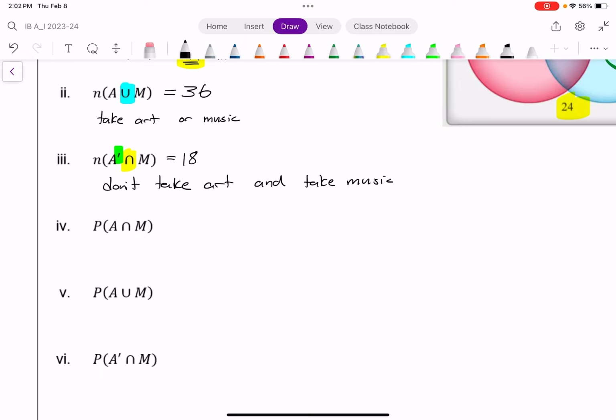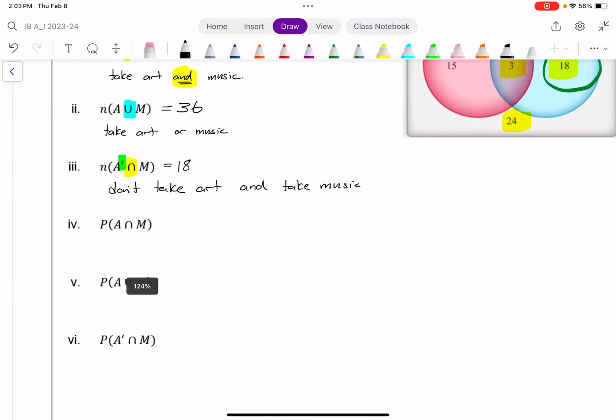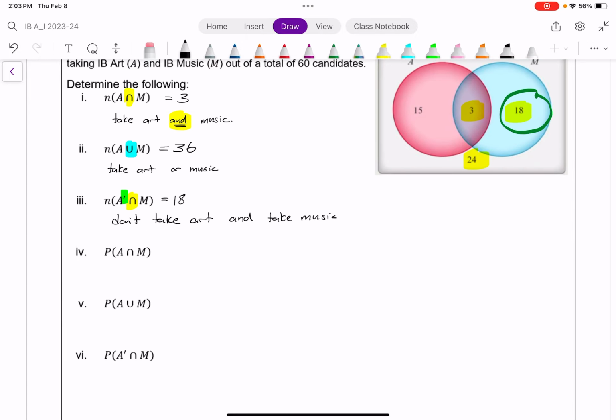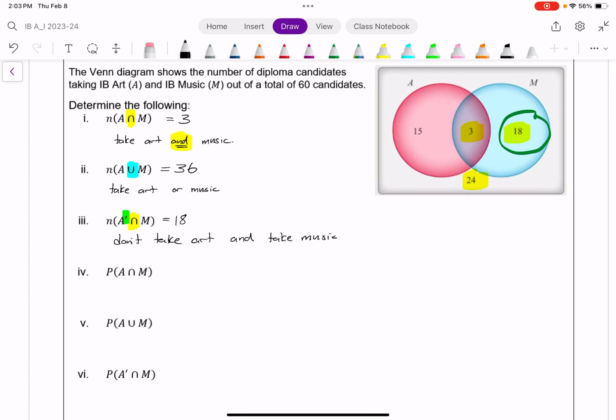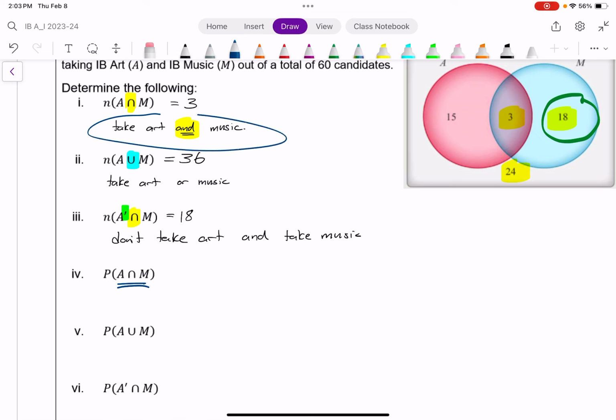Silly me. Right, so the last three now are probability questions, very similar to before. And so the idea being, okay, what if we selected a student at random from these 60? What's the probability of this? Which means what's the probability that the student takes art and music? That's what this is really asking.